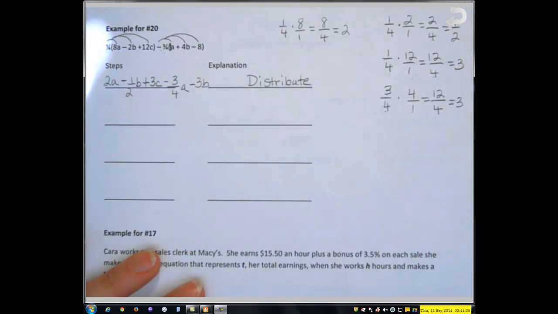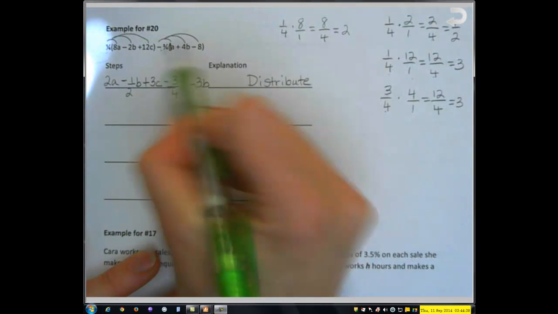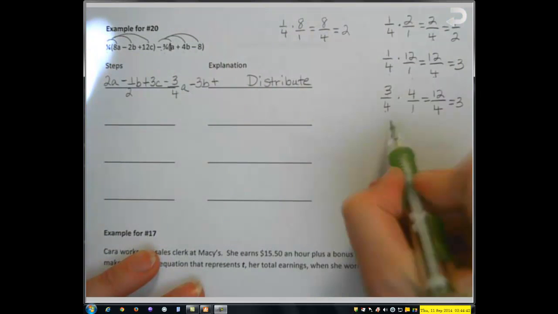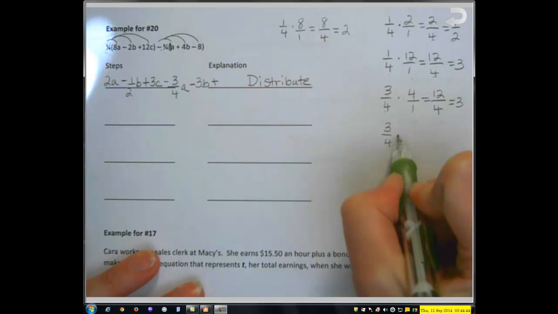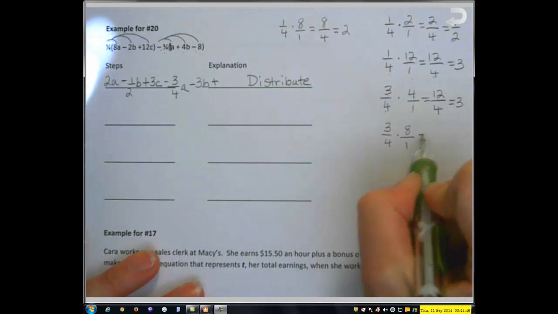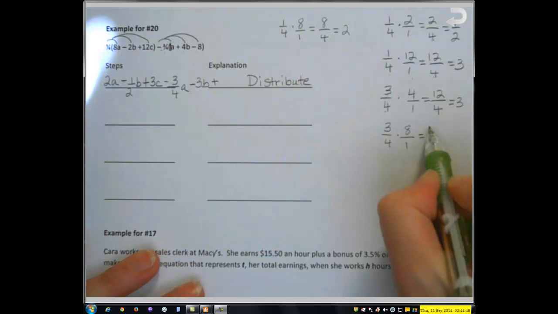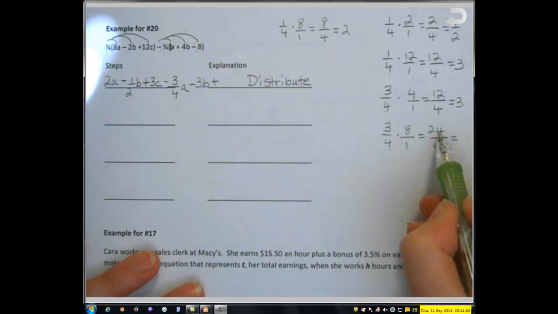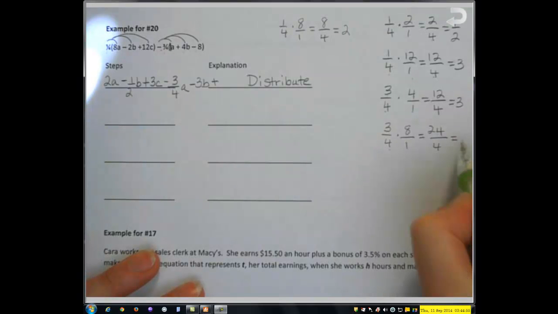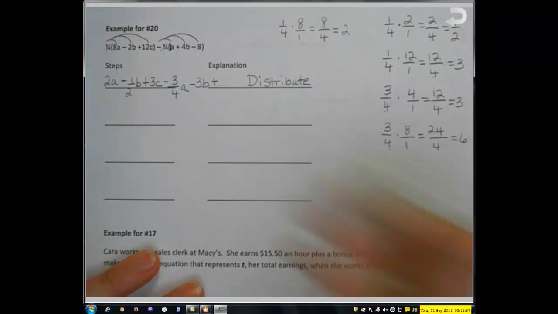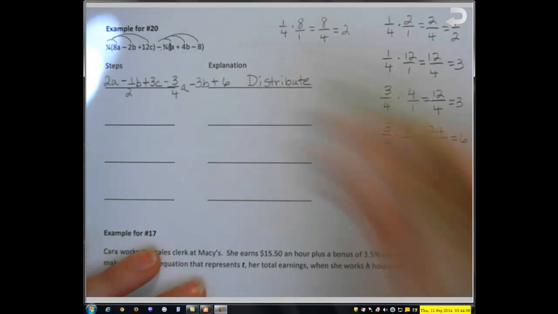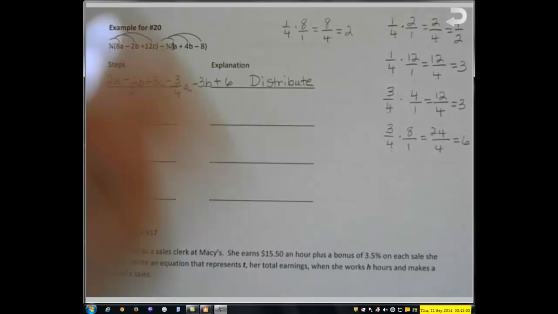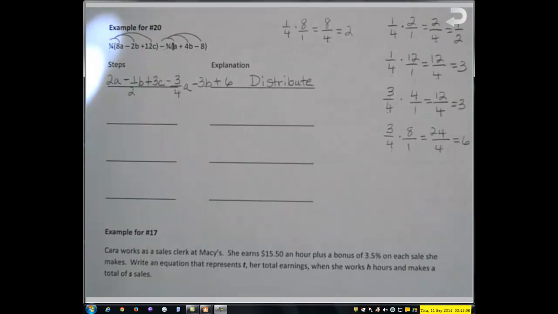Now for our last one, we are multiplying a negative times a negative. So we are going to get a positive answer. 3/4 times 8. 3 times 8, 24. 4 times 1, 4. 24 divided by 4 is 6. So plus 6.